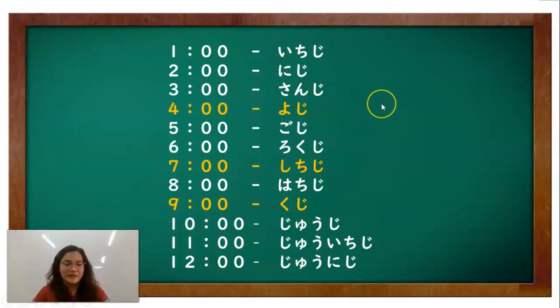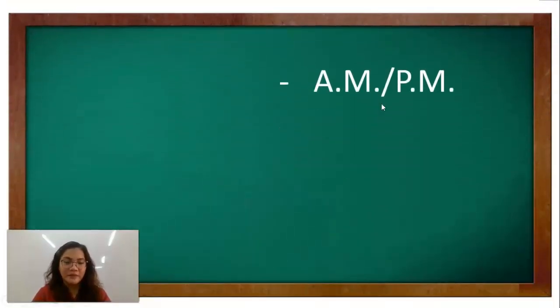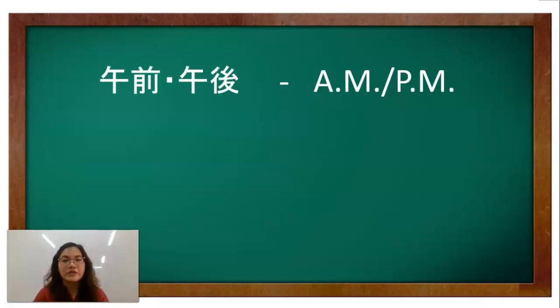Okay, so now let's proceed to the AM and PM. Okay, so AM and PM in Japanese is written in kanji. So this is read as gozen, gogo. So AM is gozen, gogo is PM. Okay, again, AM is gozen, PM is gogo.